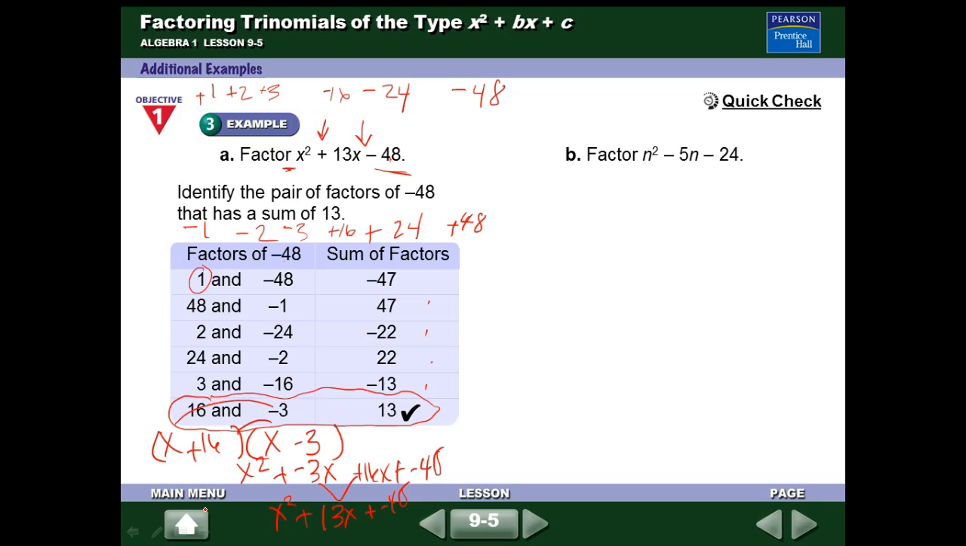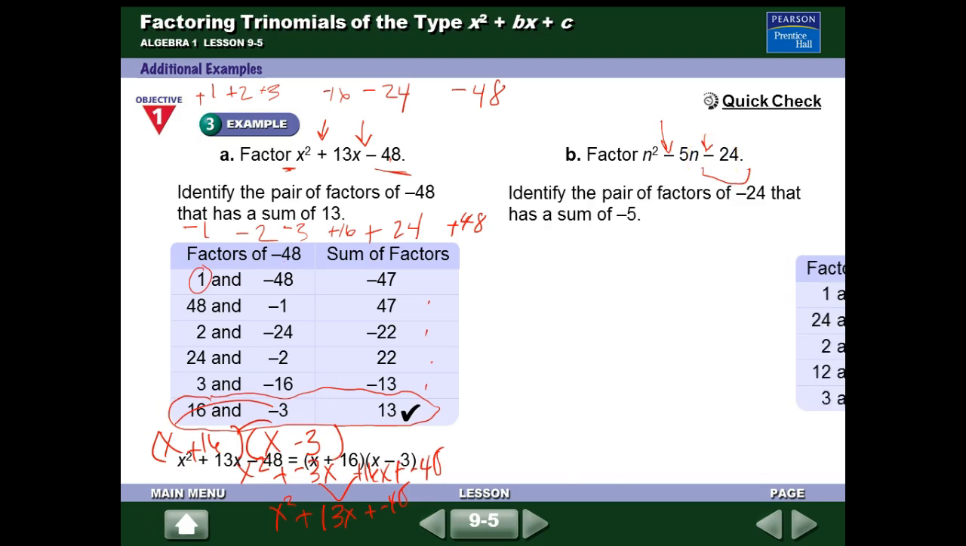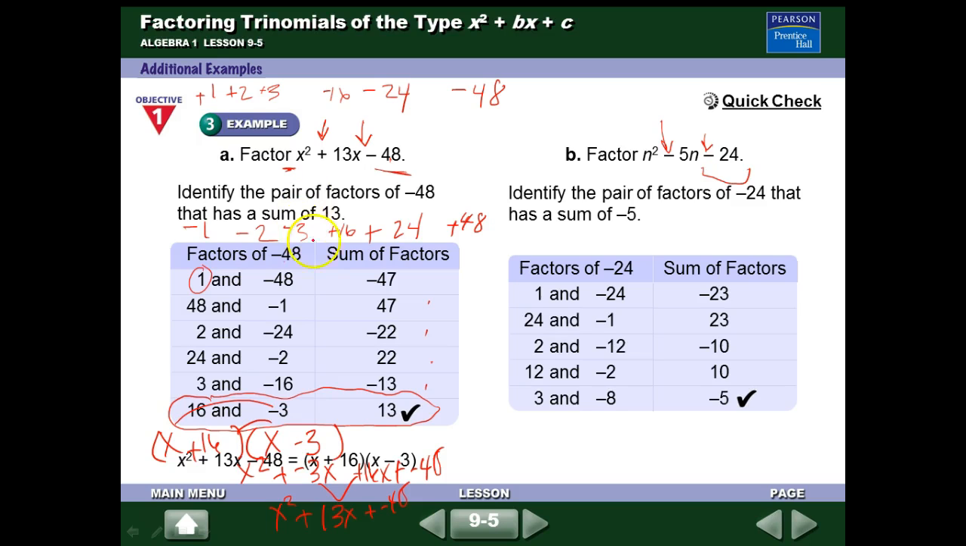Alright, let's take a look at this next example here, where I have a negative and a negative. What am I going to do? Well, we're going to find our factors of a negative 24 that add up to a negative 5. So let's list them out. Here we have 1 and negative 24.